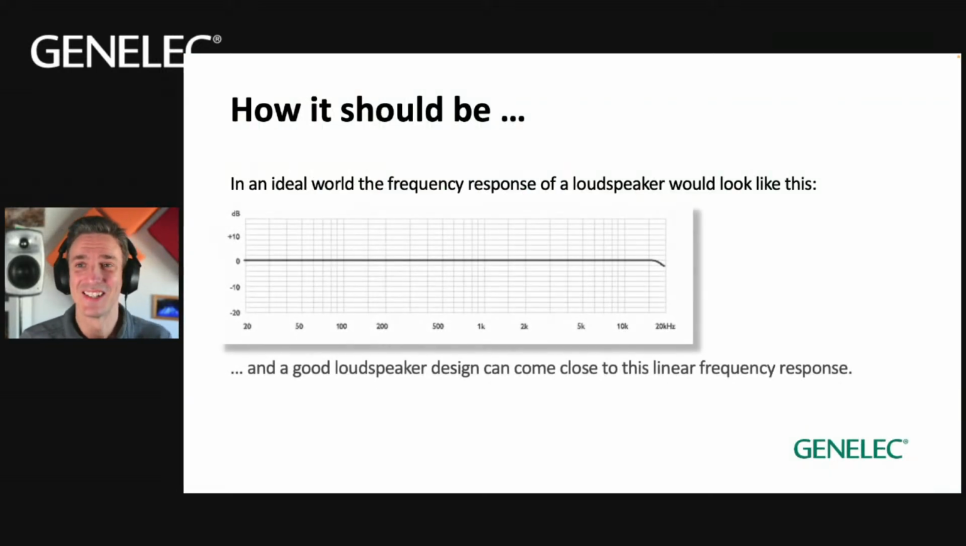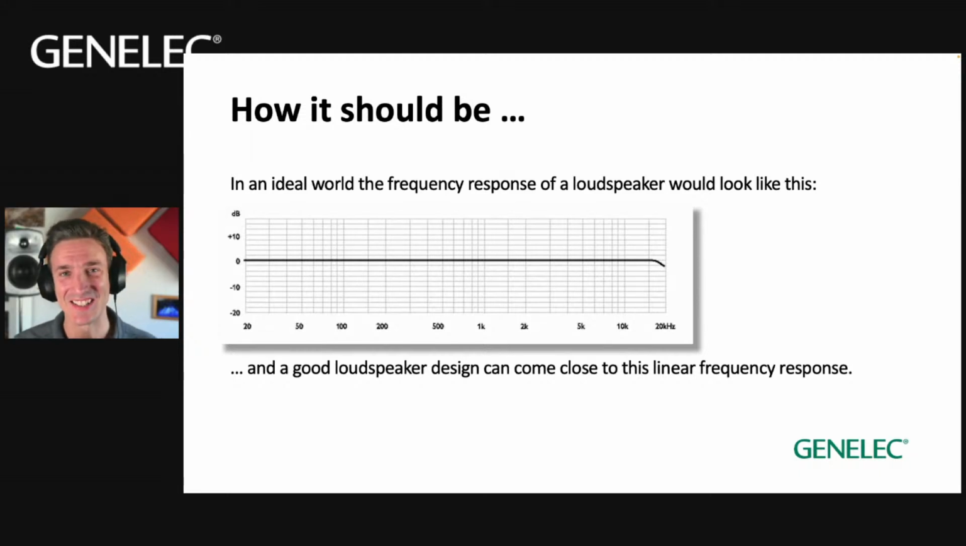So how it should be, this is always the ideal I start with. In an ideal world, and of course we are not living in one, the frequency response of a loudspeaker would look exactly like this. So it would be a flat line, with no changes from the audio source to your ears. And as you might know, if you look at the frequency responses we share in our specs, a good loudspeaker design can come pretty close to that. Usually these are within a window of, let's say, plus minus 1 to 1.5 dB. This is what's possible with speaker design.